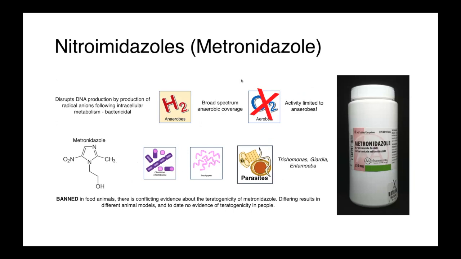When we consider the spectrum of activity of metronidazole, it's important to recognize that we can only kill anaerobes, or bacteria growing under anaerobic conditions, with this drug. Because reducing conditions are required to have those intermediate radicals generated, which ultimately kill the organism and are responsible for the drug's mechanism of action, any oxygen in the system will prevent its activity.